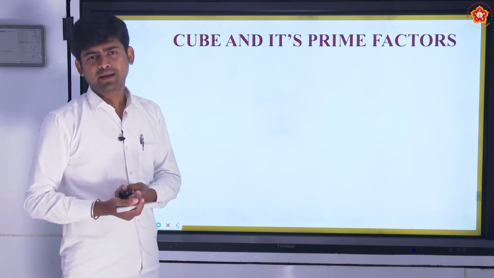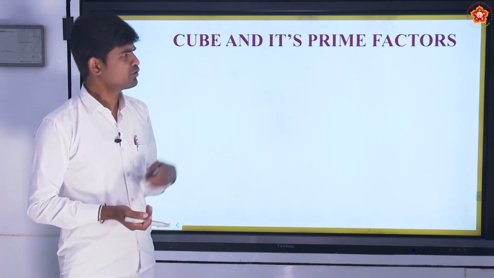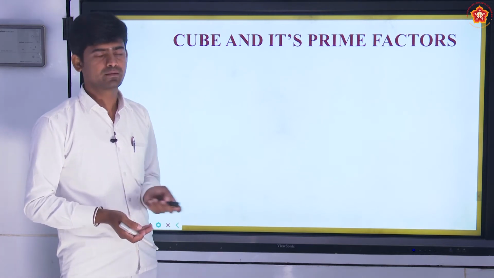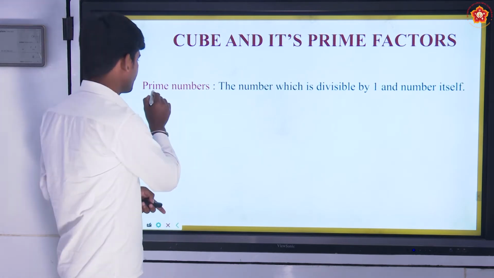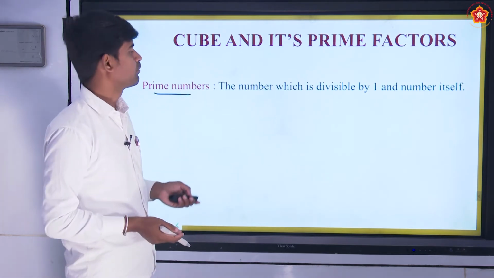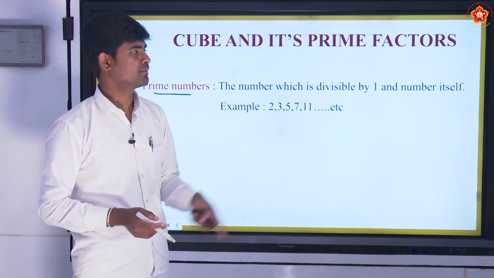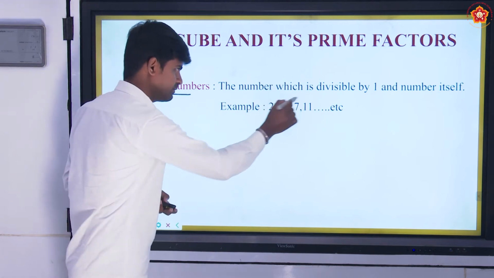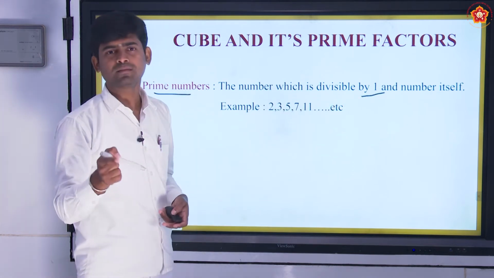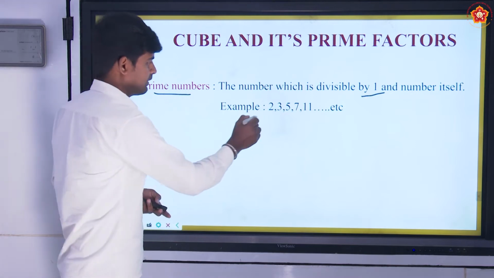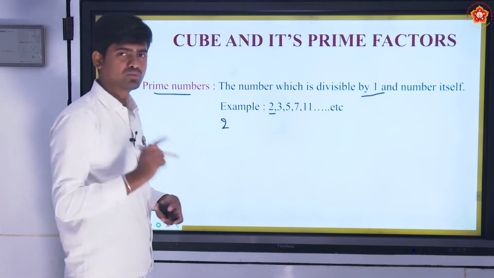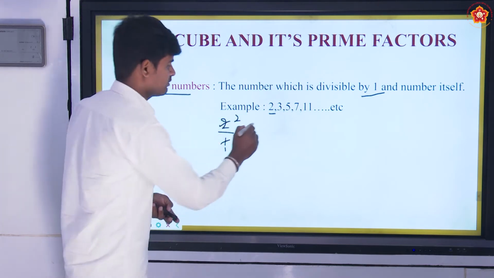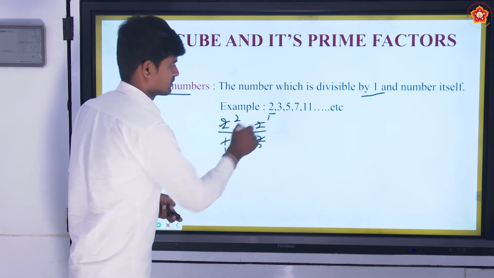Next, cube and its prime factors. Before going to this concept, we first have to know what prime numbers are. What do you mean by a prime number? A number which is divisible only by 1 and the number itself. For example, 2. 2 is divisible by 1, 1 ones are 2, or by 2, 2 ones are 2.